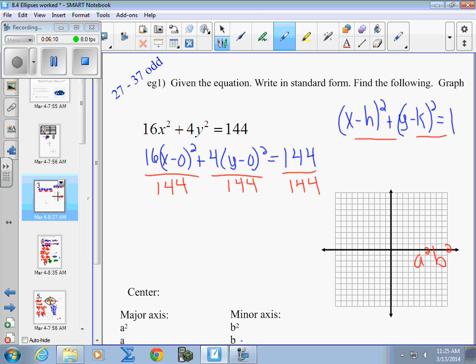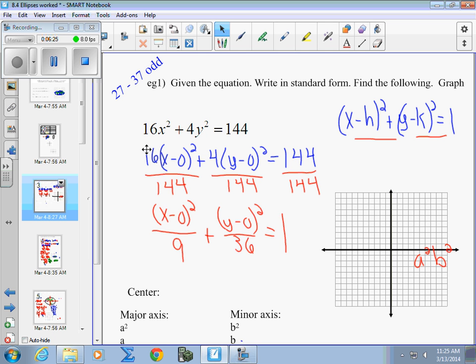And when we do, we get (x minus 0) squared over 9 plus (y minus 0) squared over 36 is equal to 1. Here is when we wanted to determine whether the major axis is the x-axis or the y-axis, whether it's horizontal or vertical. The larger denominator determines the major axis. So which axis? Correct, it is y. So we know that it is a vertical ellipse because A is the larger number and it's under y.